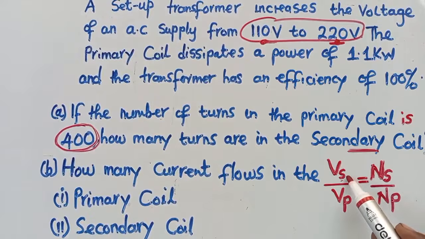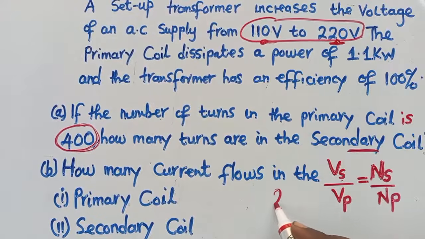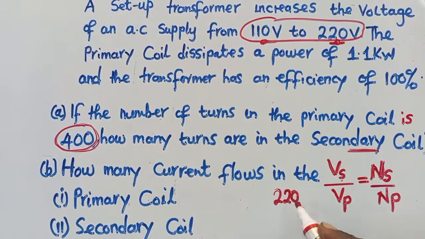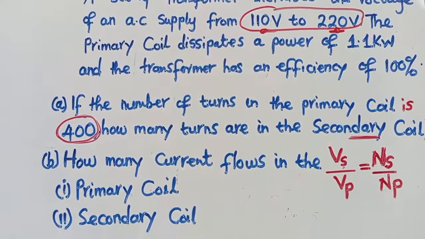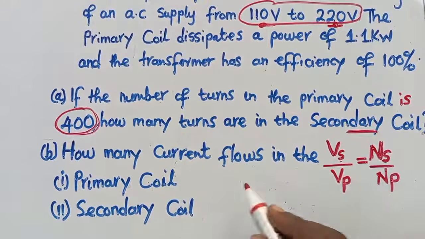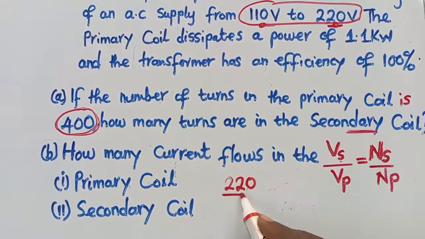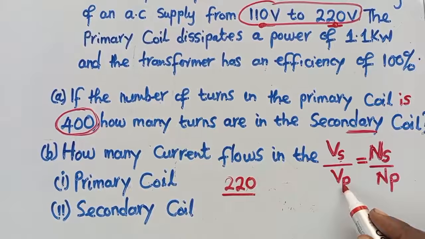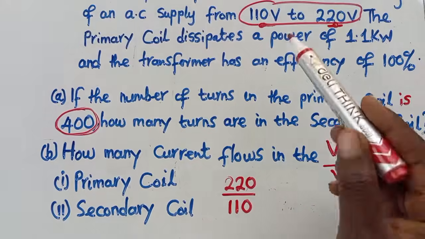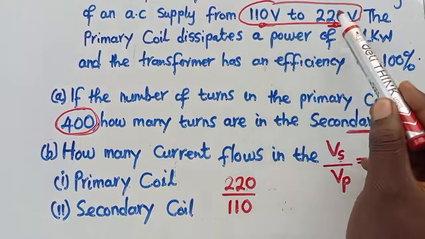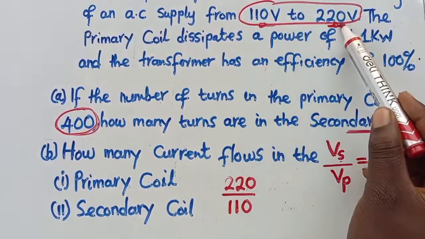Then you just get the information that is given and substitute in this formula. What is the voltage in secondary? It is 220. Let me write it here so that it is uniform. So I'll say 220 over, what is the voltage in primary? 110. How did I know? I've already told you, it is increasing from 110 to 220. Where it is starting from, that is the primary, to the secondary.